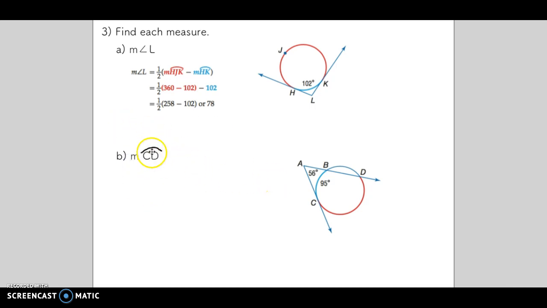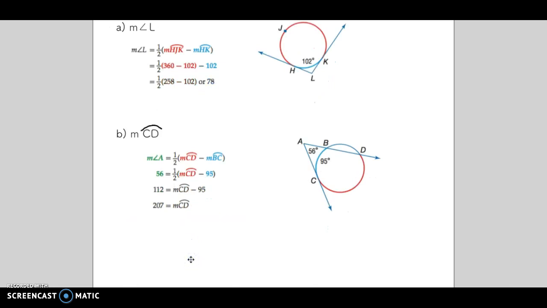Okay, and then this problem here asks you to find the measure of the arc instead of the measure of the angle. So here I gave you the measure of angle A, and then I gave you the measure of the interior arc. Now I want you to find arc CD. So all we have to do is set up a simple algebra problem. I know that 56 is going to be equal to half of arc CD minus 95. Now I just solve for arc CD, and you should have gotten 207 as your answer.